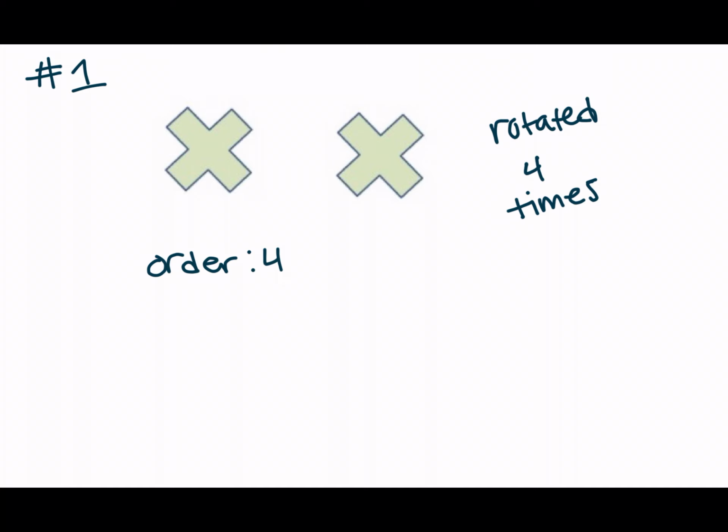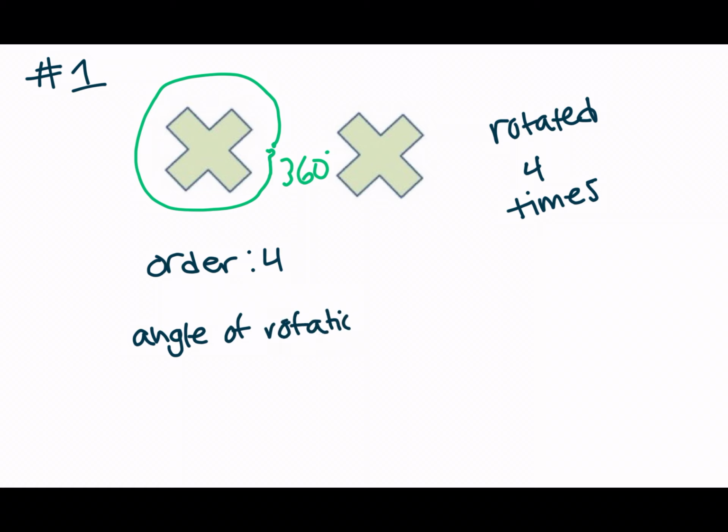So the order's 4. I want to find the angle of rotation. So we're rotating around a circle, and a circle is 360 degrees. I did that 4 times, so to find my angle of rotation, I'm going to do 360 divided by 4. The angle of rotation is always 360 divided by the order. So that gave us 360 over 4, which is a 90-degree rotation.